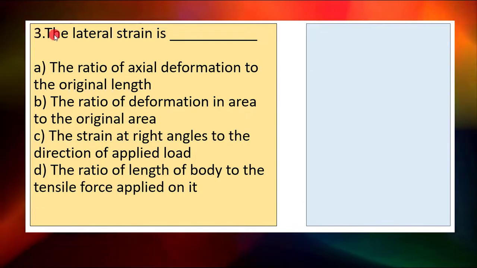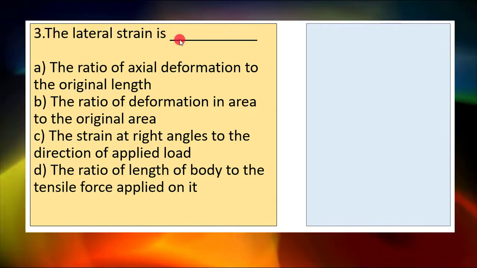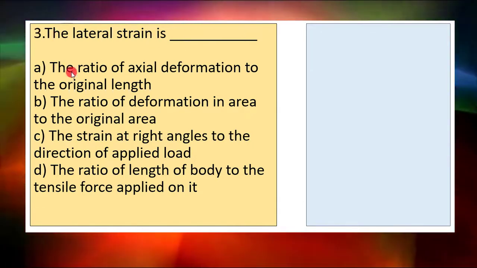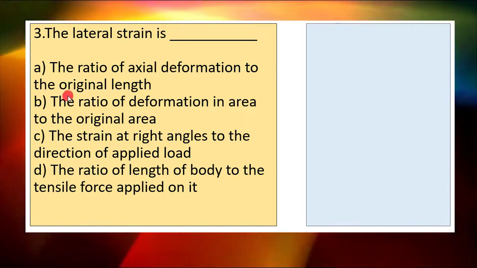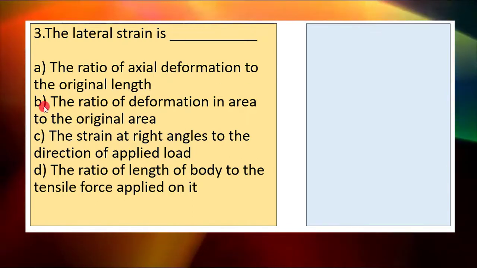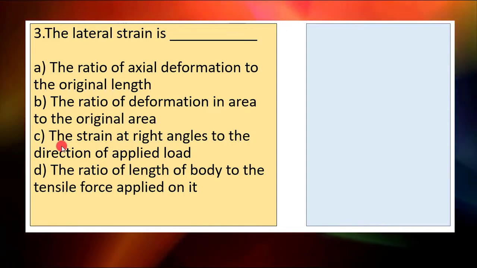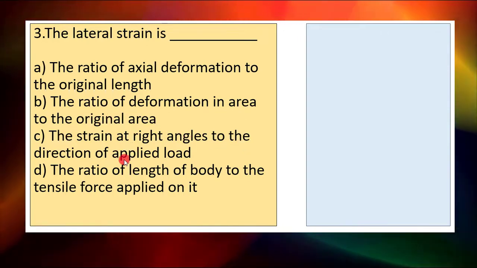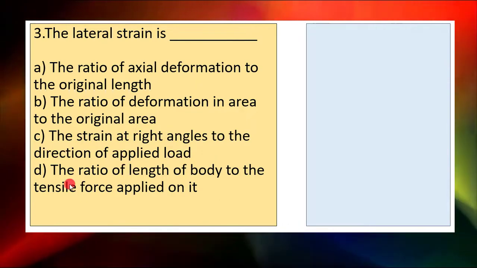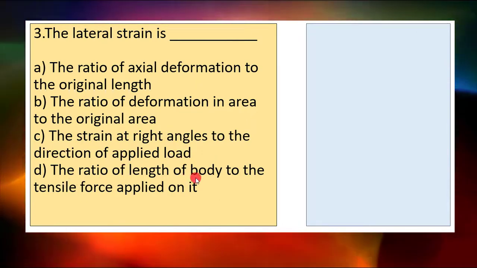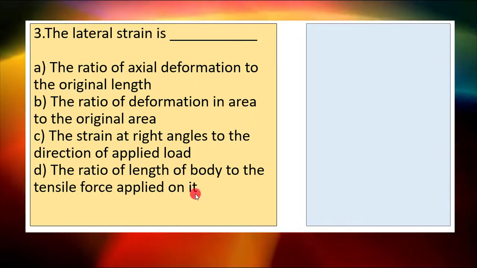The third question is: the lateral strain is dash. Option A, the ratio of axial deformation to the original length. Option B, the ratio of deformation in area to the original area. Option C, the strain at right angles to the direction of applied load. And option D, the ratio of length of the body to the tensile force applied on it.